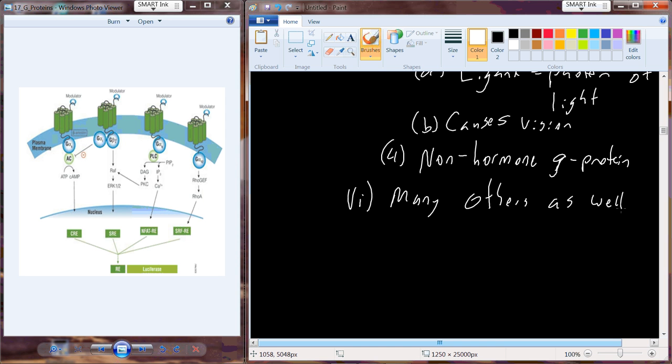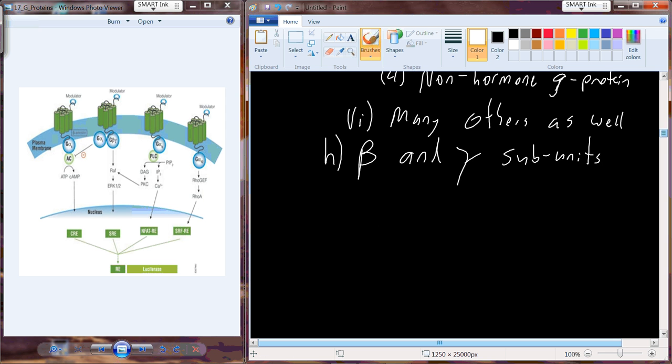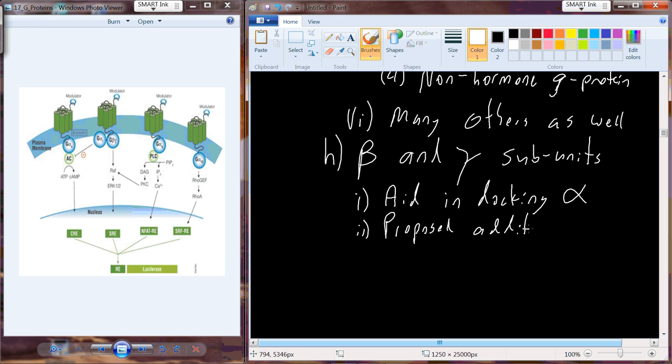Now we have two other subunits, the beta and the gamma subunits. The main purpose of the beta and the gamma subunits in a G protein is to help dock the alpha subunit in place on the receptor. However, there's been some recent characterization of the beta and the gamma subunits and some proposed additional roles.